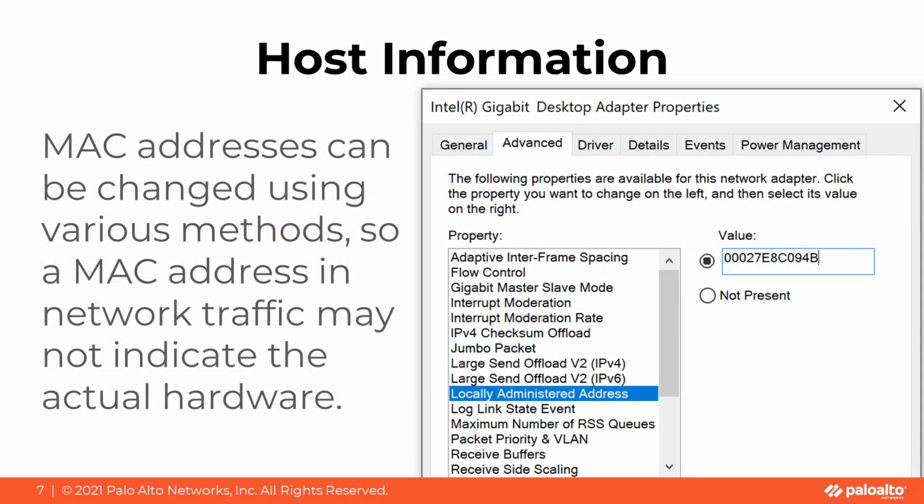Keep in mind that MAC addresses can be changed using various methods. For example, here I have the properties of an Intel Network Interface card, otherwise known as a NIC, and I can go into the adapter properties and I can change the MAC address. If I didn't change the MAC address, traffic to and from this NIC would show a MAC address with an Intel vendor ID. But if I change it to a MAC address with a Cisco vendor ID, I could be trying to fool people into thinking traffic to and from this Windows 10 host might instead be traffic to and from a Cisco router.